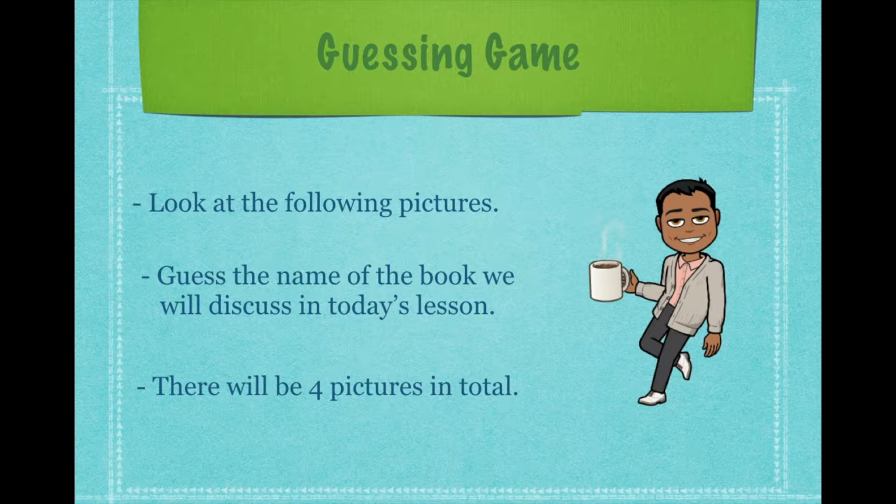First, we're going to play a little game, a guessing game. Here are the instructions. First, look at the following pictures. I'm going to show you some pictures. Second, you need to guess the name of the book we will discuss in today's lesson. There will be 4 pictures in total. So you need to look at the pictures and try to guess the name of the book that we're going to be discussing today.